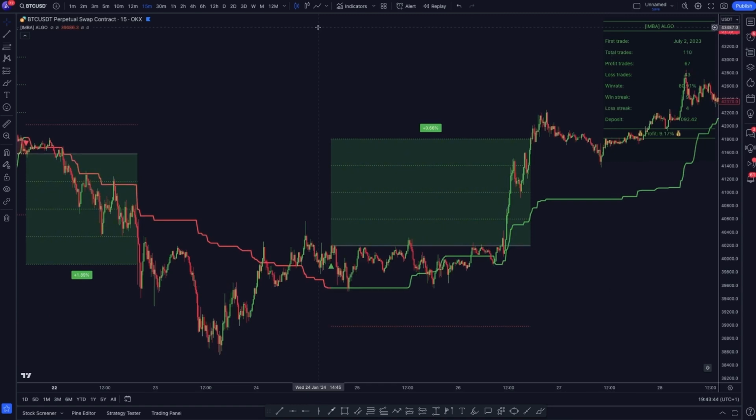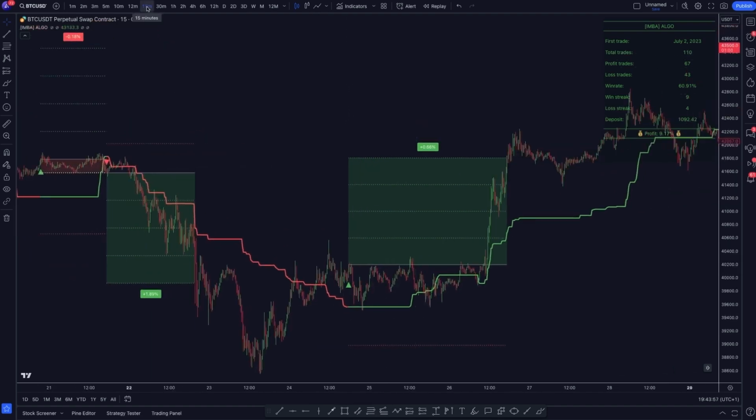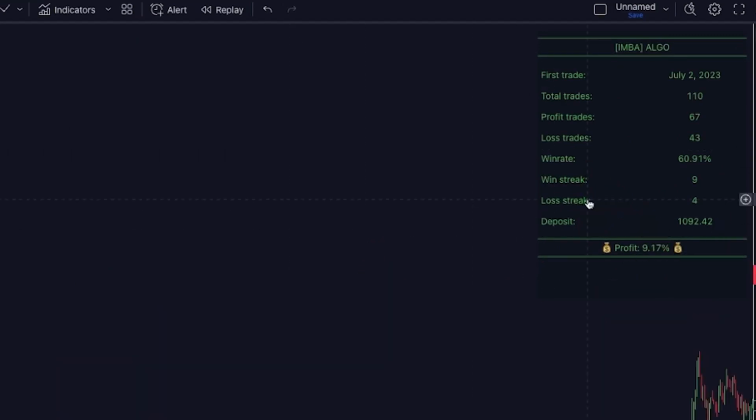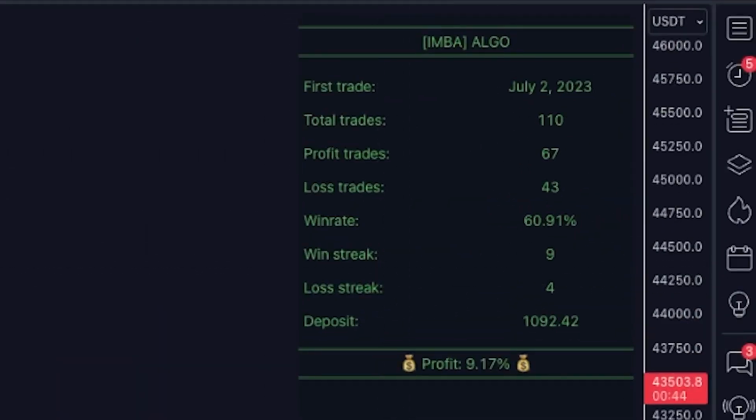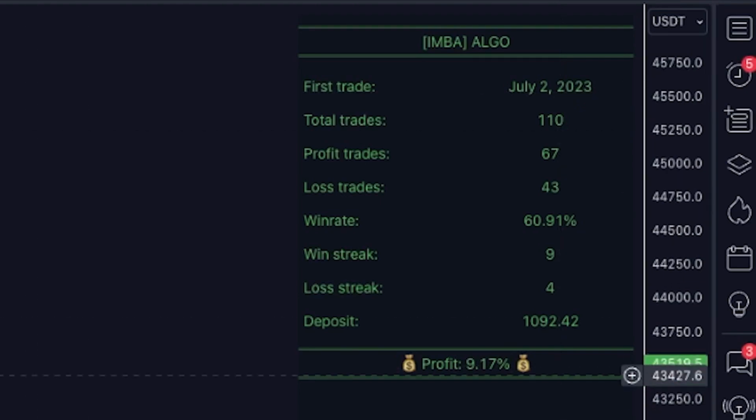To begin, we are on the BTC USDT chart in the 15-minute time frame, and as you can see on the right, a kind of small table appears, which shows us a type of backtesting where it gives us all the data and information from, in this case, July the 2nd, about 6 or 7 months ago. We can see that we've had a total of 110 trades where the win rate has been 60.91%, and at the bottom, it shows us the final profit, 9.17% on an initial deposit of €1,000. That is to say, right now, as of today, we have 1,092 total, meaning we've gained 92, for example.